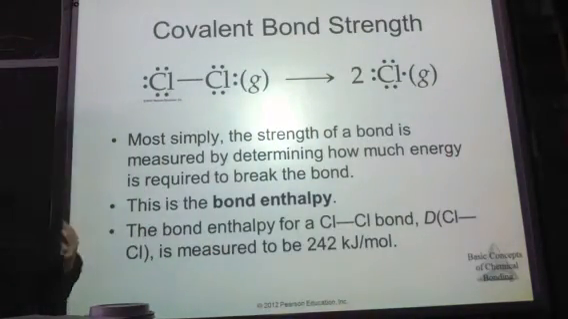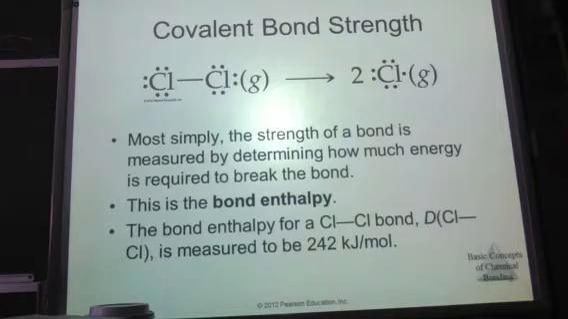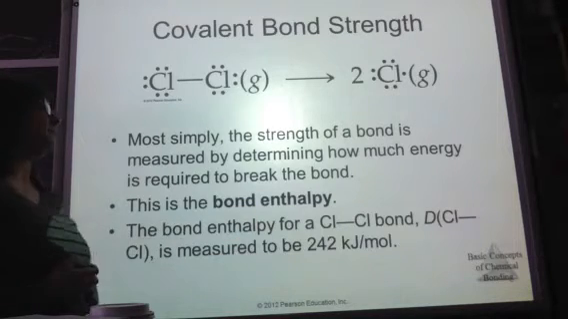Remember that we said that when we break bonds, that means we're releasing energy. But really, to break something, we are going to have to apply some amount of energy before something's going to break. So we are requiring energy to break a bond. We can call this bond enthalpy.